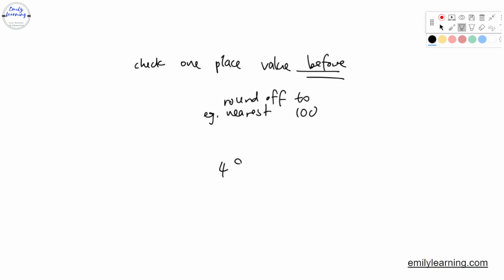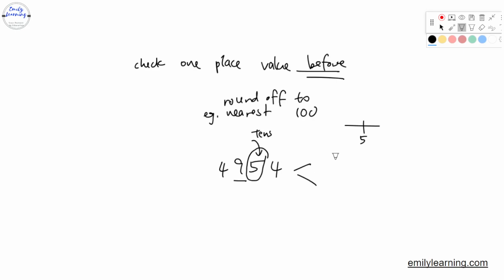So for example, we want to round 4,954 to the nearest 100. Then we will be checking one place value before the hundreds place, which in this case will be the tens place. Then we will compare it to 5. If it's 5 or more, we will round up. If it's less than 5, we will round down.